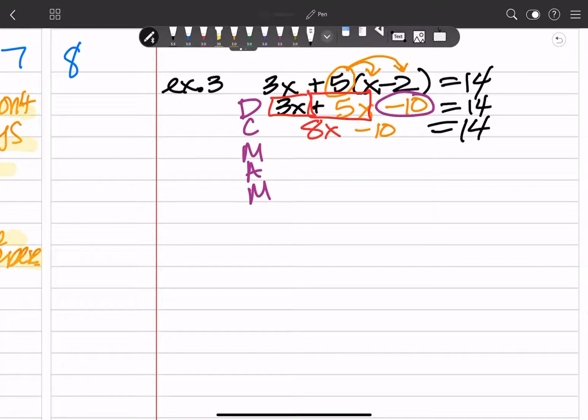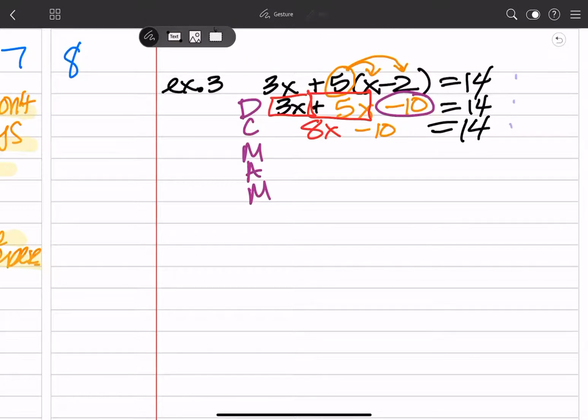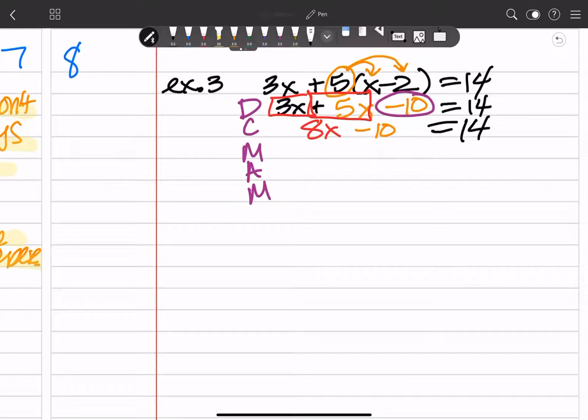Minus 10, because nothing happened there, and equals 14. Notice how I'm going line by line by line to show my work. This is what I expect from you as well. You're going to see it like that on your STAR tests, on your SATs and everything, when they ask you to analyze somebody's work.